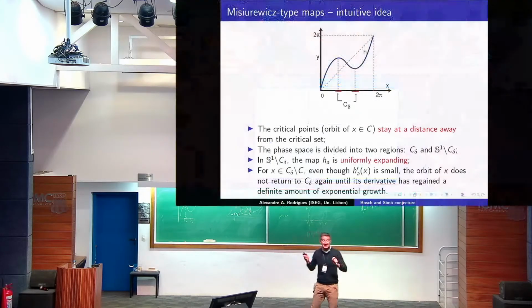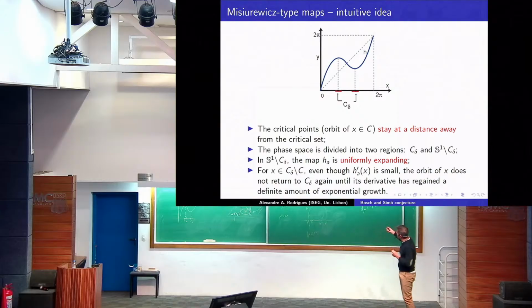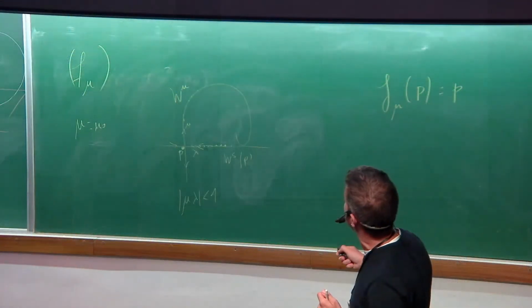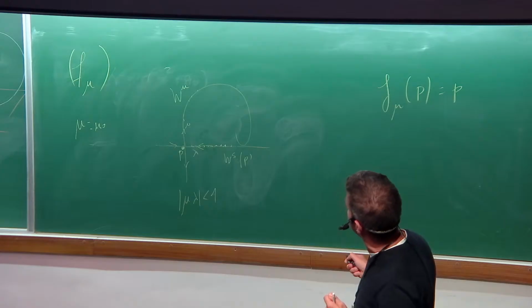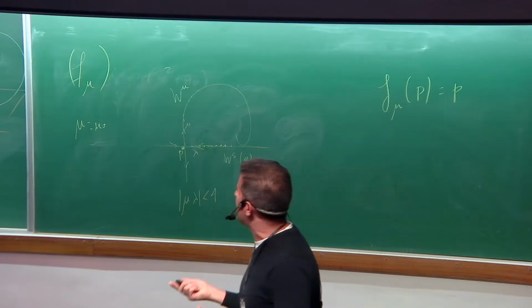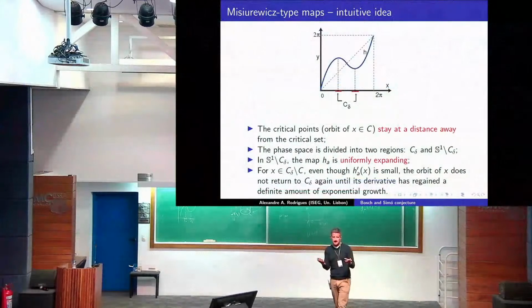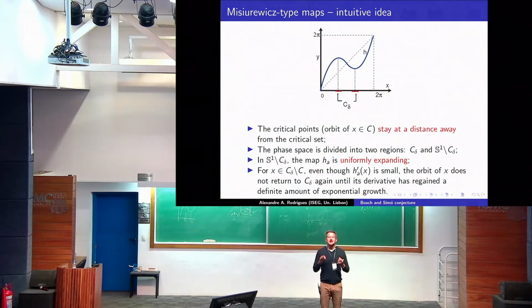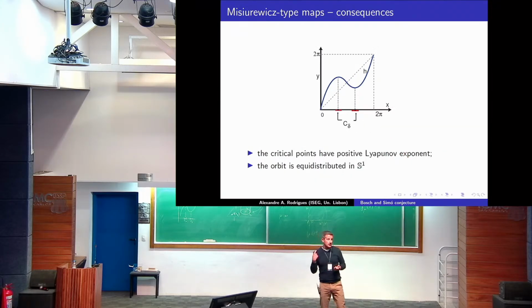for enough time. So I can fall into the dangerous zone, but the orbit does not return to the dangerous zone until its derivative has regained an arbitrarily large amount of growth. What is the meaning of this? It is that Misiurewicz maps allow an orbit to have positive Lyapunov exponent. So the consequence of a Misiurewicz map is that the critical points have positive Lyapunov exponent, and the orbit will travel around S1, around I, if I is S1. In this case, I is S1.